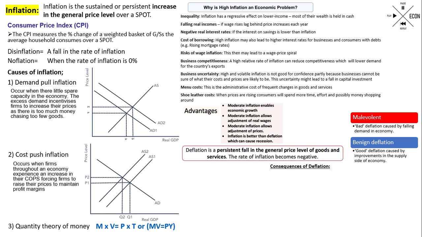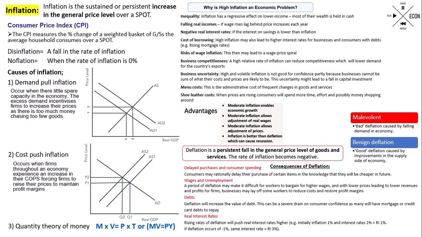There are a few consequences, particularly for malevolent deflation, that we want to avoid. So see if you can identify any consequences. Start off with the negative ones for deflation, please. Big one is consumption postponement. So people delay their spending because they know prices are going to fall.